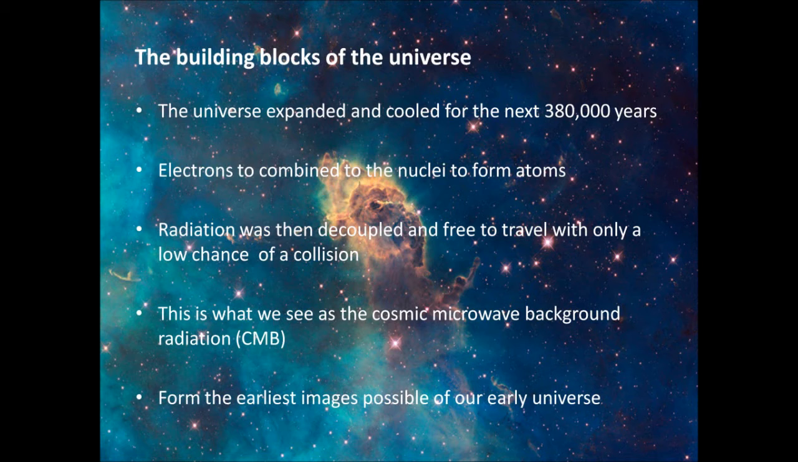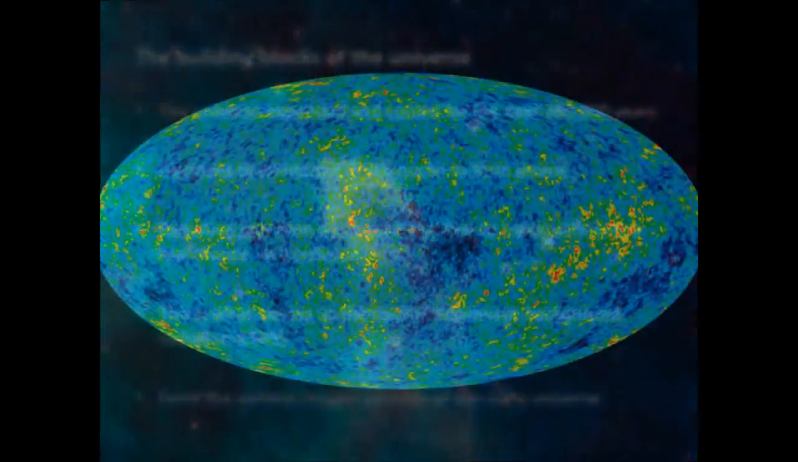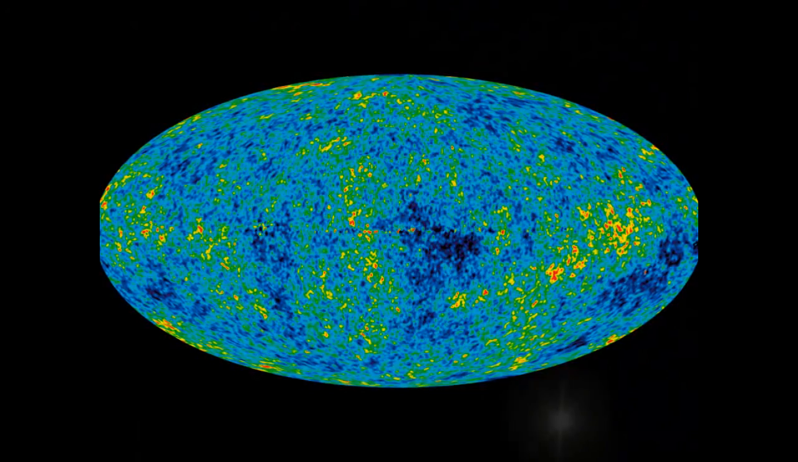So this meant that the universe went from being very opaque, where light couldn't travel very far between interacting with some matter, to being very, very transparent, where it could travel the entire length of the universe without really having a good chance of interacting with anything. So it became decoupled from the matter. And these form the earliest pictures we can take of the universe.